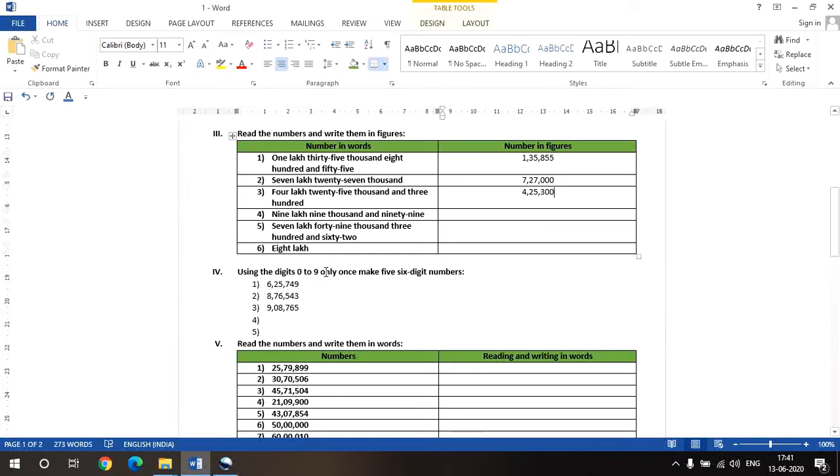Use the digits 0 to 9 only once. Make 5 6-digit numbers. I need 5 numbers which are 6-digit. And I can use any number from 0 to 9, but I should use it only once. Okay. I cannot repeat a number again.